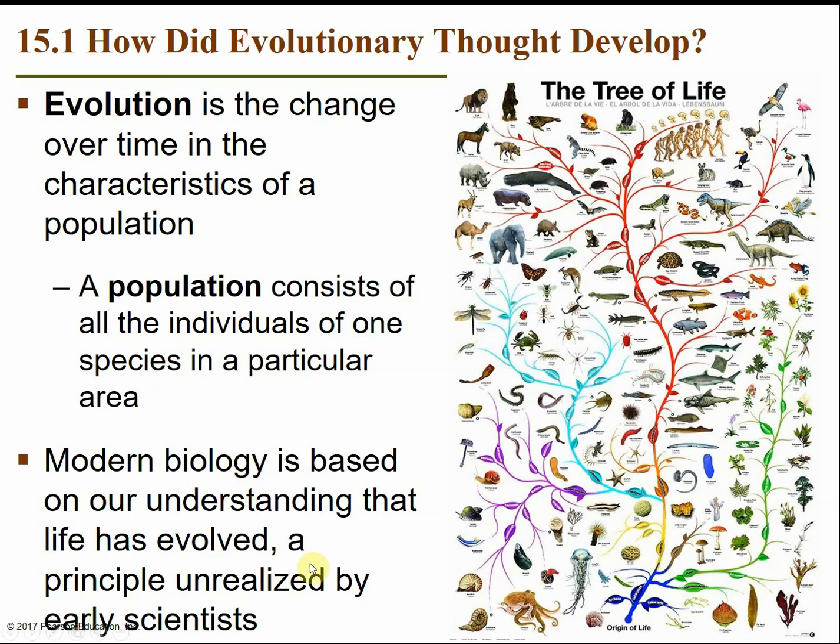This is a fairly new concept in human history. This concept of evolution and change over time was mostly unrealized by early scientists. This figure is showing a depiction of the tree of life, or evolutionary tree. As you can see, closer to the base of the tree, these lower branches have much more simple organisms. As you get closer to the top of the tree, we increase in complexity in the types of organisms and diversity.